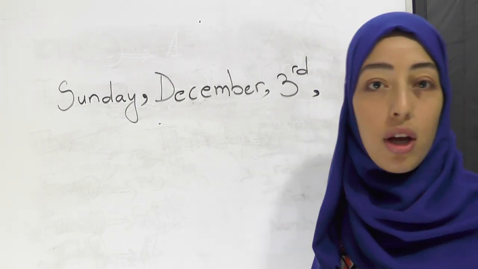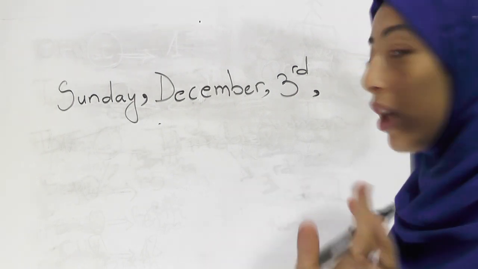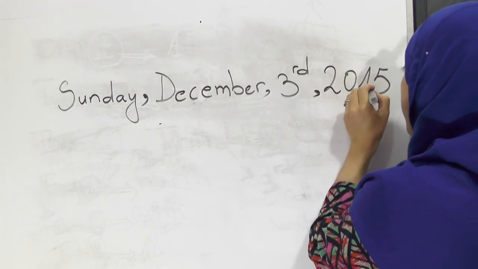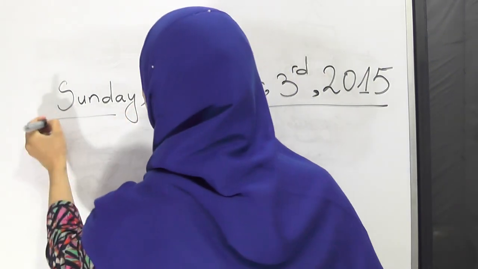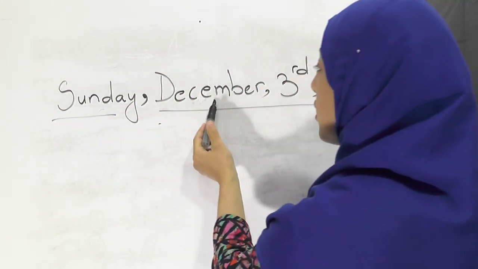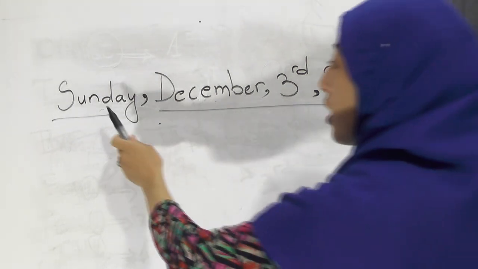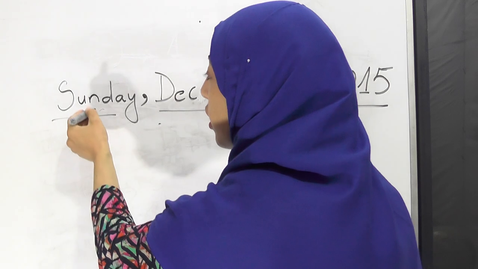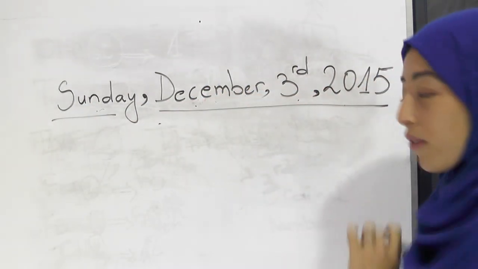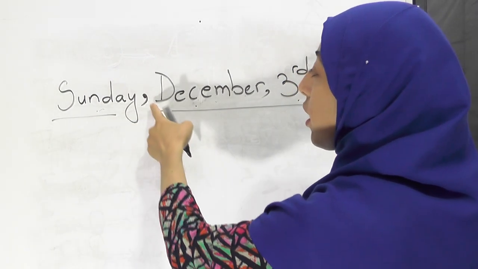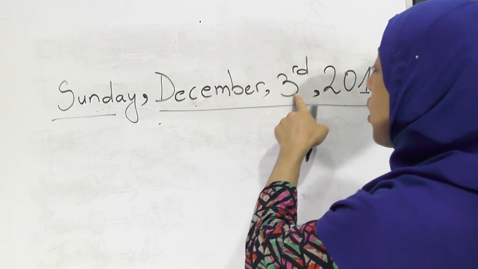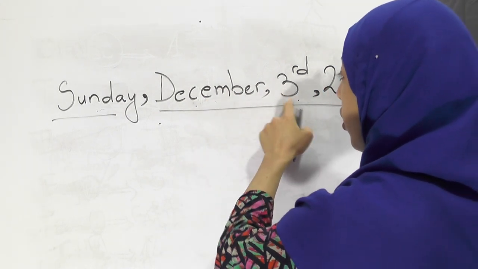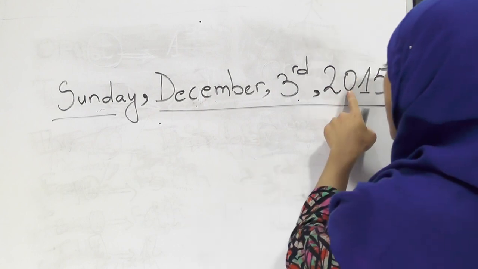After 3, the ordinal number, we write the year. 2015, 2017, 2002, 2012. It depends on the year in which we are talking. Now that we are in 2015. Then we underline it. This is our date. Sunday, December 3rd, 2015. Forget, in English, forget about writing Sunday, 3 December 2015. It's wrong. You write Sunday, comma, December, comma, 3rd, comma, then 2015. The day, the month, the ordinal number, in which day of the month, then the year.